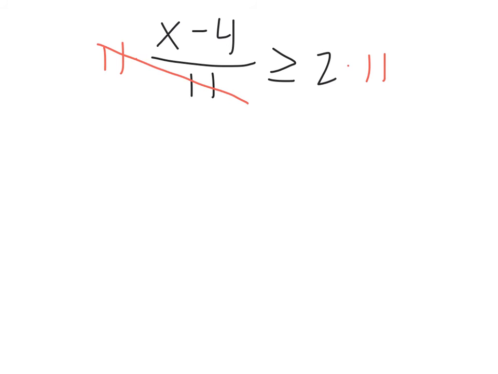So, on the left side, we have x minus 4. Notice, we multiplied by a positive number, so the sign doesn't change.